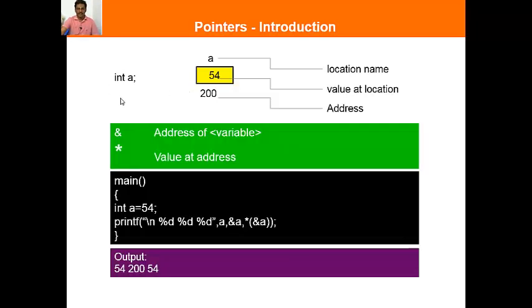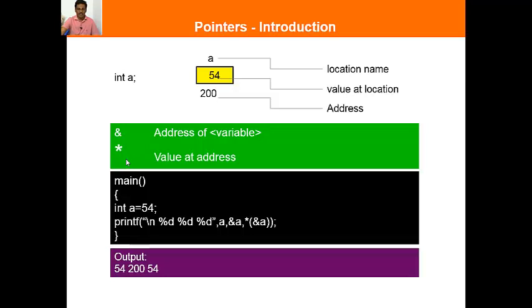So integer A, if we assign A equal to 54, A is the location, 54 is the value at the location, and 200 is assigned by the operating system at the time of execution. The ampersand symbol is the address. If you want to get the address of a variable, we put the ampersand symbol before the variable name. Then the star. Star represents the value at address. If we have an address and want to get the value at it, we put the star before the address. So ampersand represents the address of a variable.